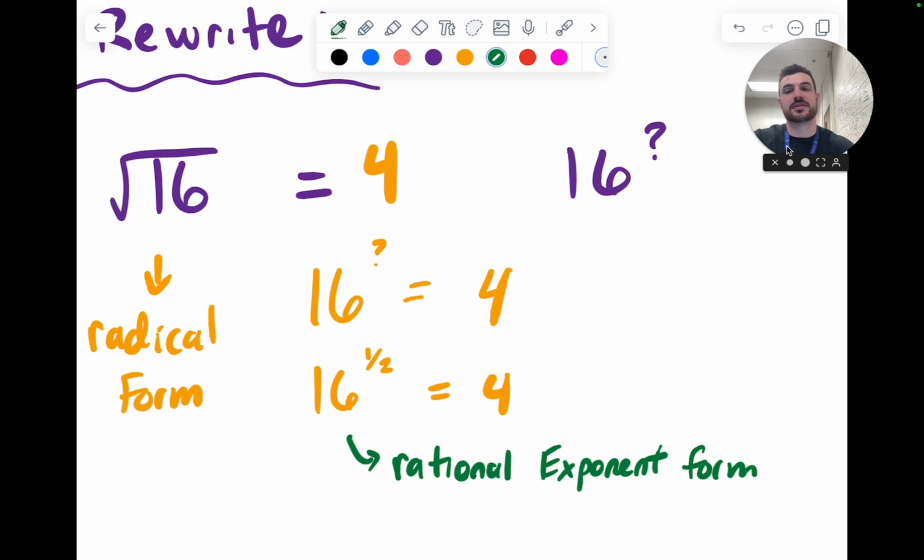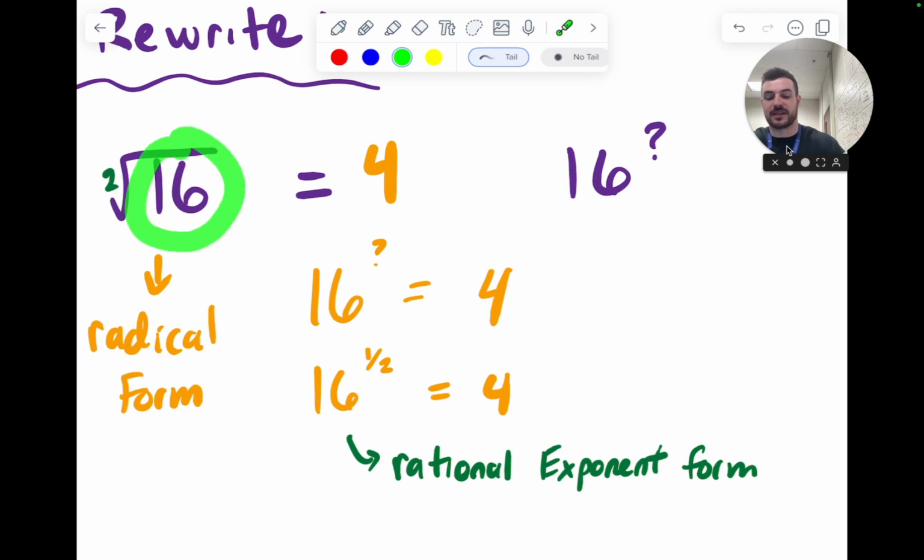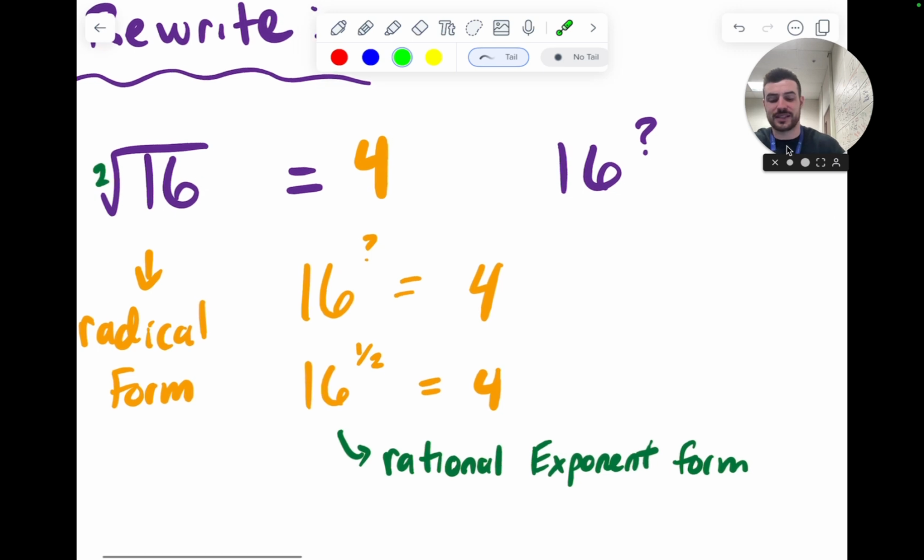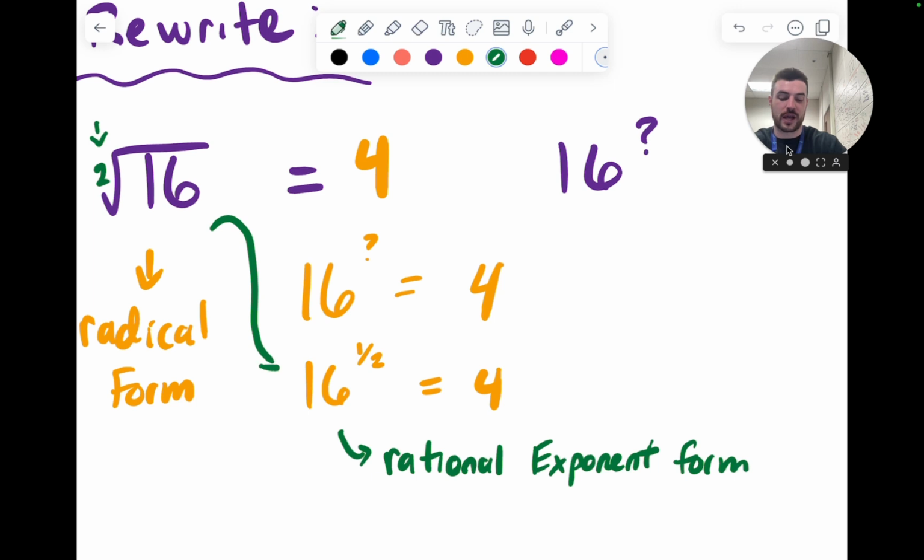The real reason for this is that a square root has almost an imaginary 2 there. What it tells us is we are looking for what value times itself is going to give us 16. That's why 4 works, because 4 times 4, there are 2 of them, gives us 16. So if we are taking the square root of something, there's an imaginary 2 there. That helps us transition to rational exponent form, which is 16 to the 1 over 2 power. And you can check that in your calculator and it should work out as well.